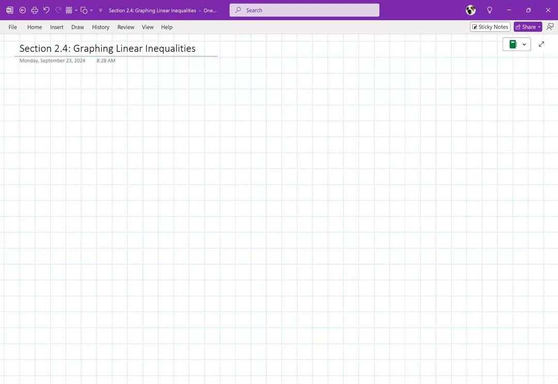All right, so we are doing section 2.4, graphing linear inequalities. The main idea here is that we're graphing lines, but the lines happen to be part of an inequality. So they're not equations like y equals 2x plus 3. It might be like y is greater than 2x plus 3, or y is less than or equal to 2x plus 3.